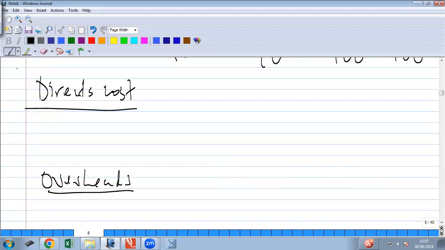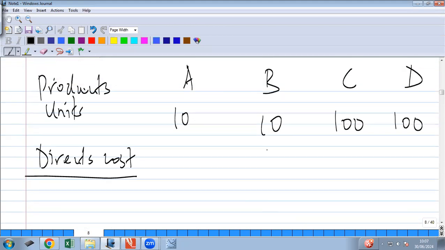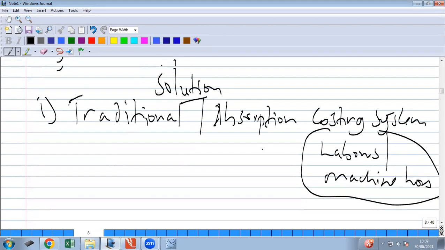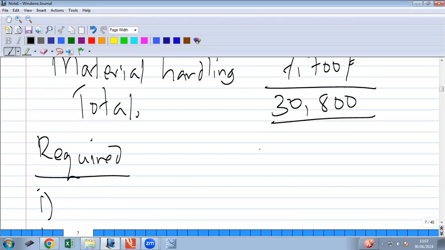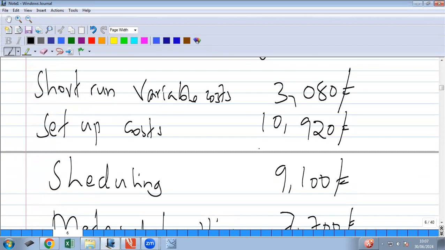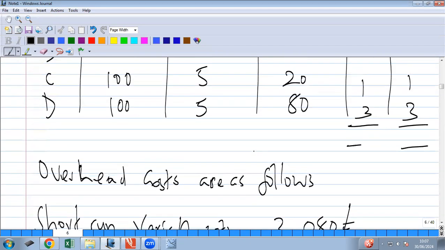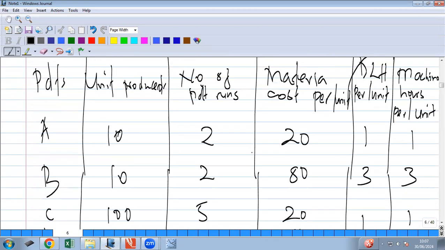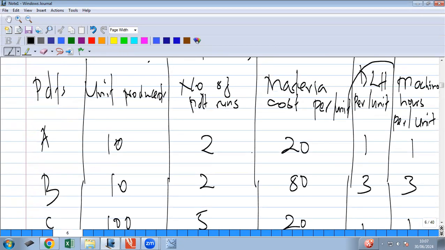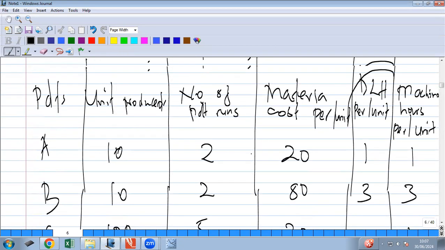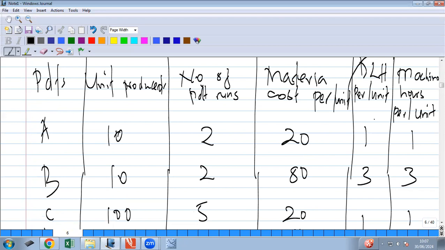Okay, so in this question, how many direct costs do we have? Forget about overheads for now. Let us first start with the direct costs. Which one do we have? We have the material cost and the labor cost, right? That means we can work out those one first, right?